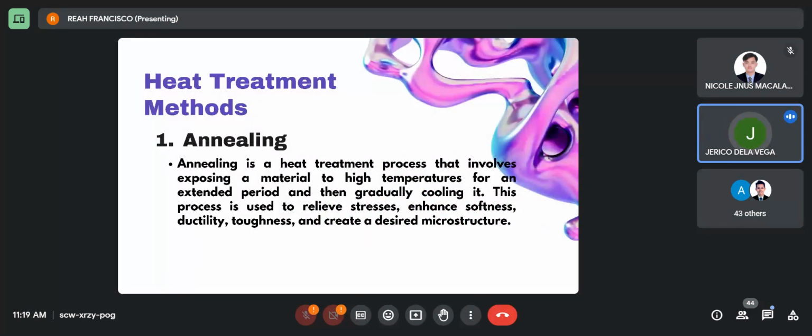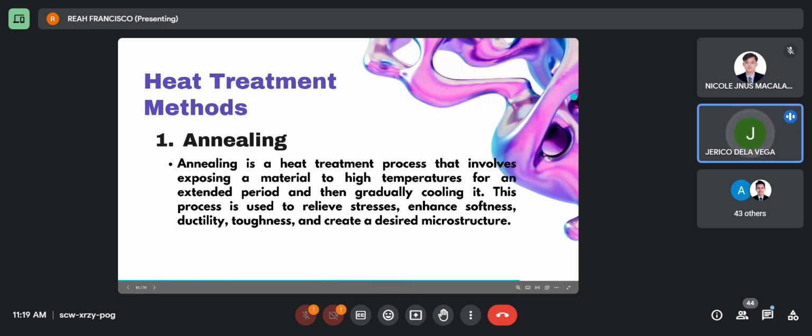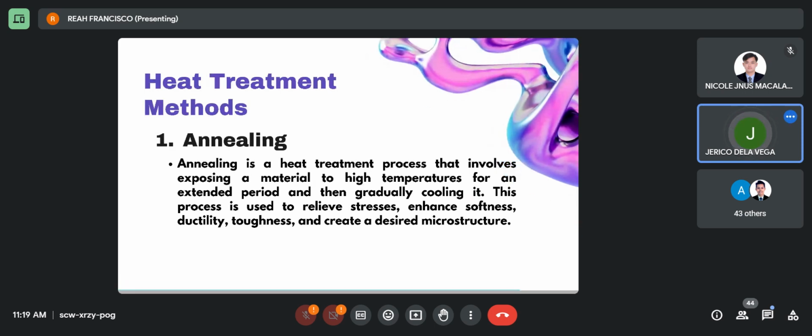So, annealing is a heat treatment process that involves exposing a material to a high temperature for an extended period and then gradually cooling it. This process is used to relieve stresses, enhance softness, ductility, toughness, and create a desired microstructure.